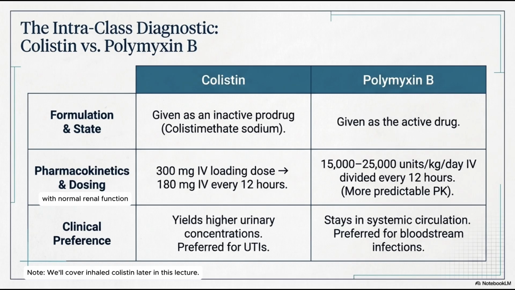Yeah. And just for context on how these are dosed, because you will see this in the chart, colistin usually requires a 300 milligram IV loading dose. Right, followed by a maintenance dose, usually like 180 milligrams IV every 12 hours. Which makes sense now, given it's a prodrug and needs time to convert. You need that loading dose. Exactly. Whereas polymyxin B looks completely different. It's dosed in units. Units? Yeah, usually 15,000 to 25,000 units per kilogram per day, IV, divided every 12 hours.